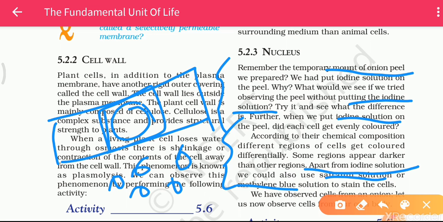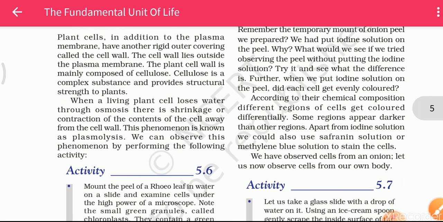Apart from iodine solution, we could also use a safranin solution or methylene blue solution to stain the cell. If we put the safranin solution, then the color is pink. Then you will see all the cells, or the organelles present inside the cell, in pink color, and it will differentiate the other cells. The nucleus and other structures are differentiated, that's why we can put the solution on the slides. Let's move to another topic.